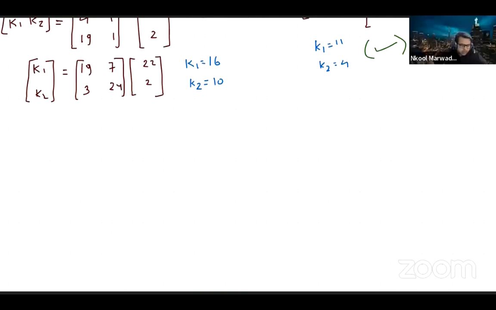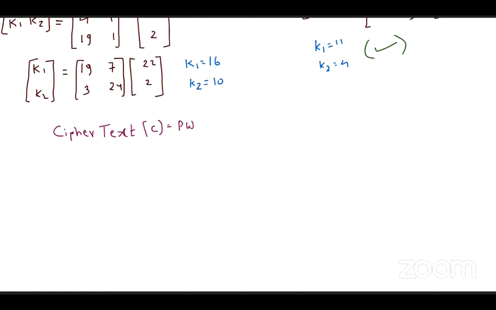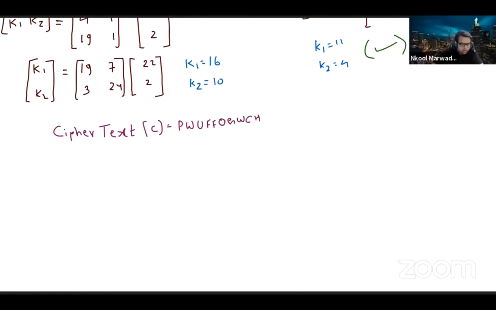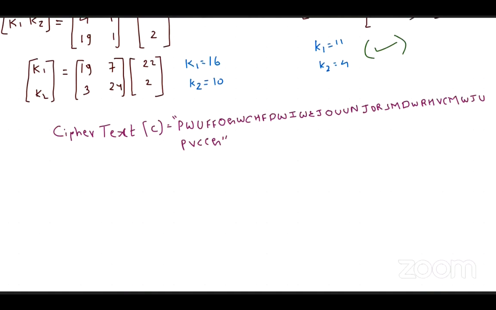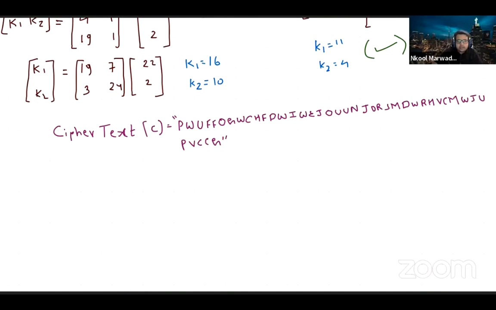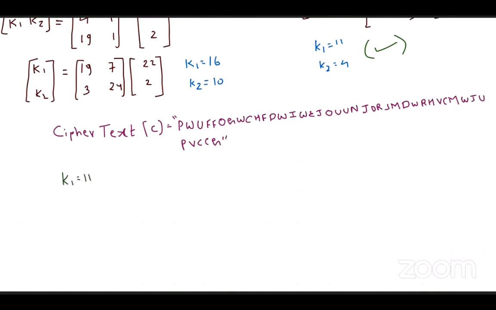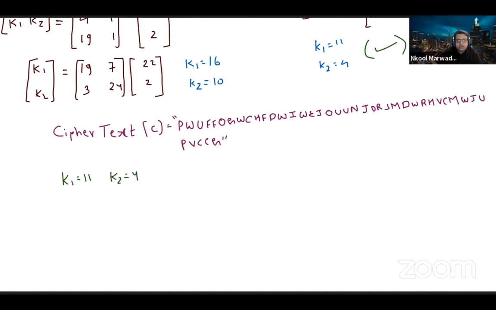So let us suppose the attacker now got some ciphertext like this: PWUFF OGW CHF DWI WEJ OUU N JOR SM DWRH BCM WJU PVCCG. So this is the ciphertext. Now we can convert this ciphertext into plain text using the decryption. We know the key: K1 is 11 and K2 is 4. The formula is plain text equals C minus K2, into K1 inverse, mod 26. This is the decryption formula.